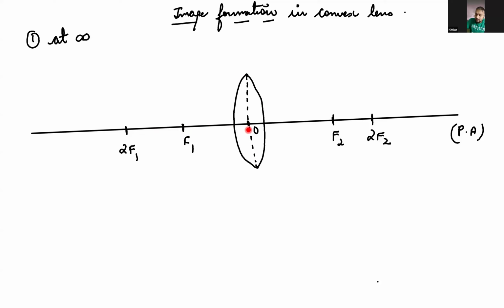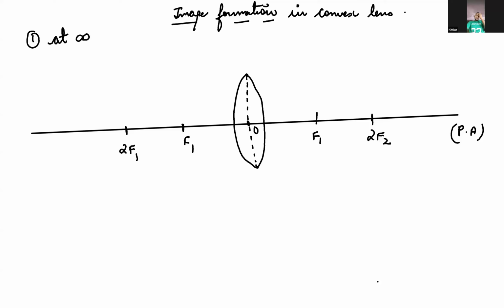The distance between F1 and O, 2F1 and F1, F2 and 2F2 should be the same. Like this, I made it wrong, the distance is not the same, so I will make it like the pair. It should be the same. Okay, Ezekiel?